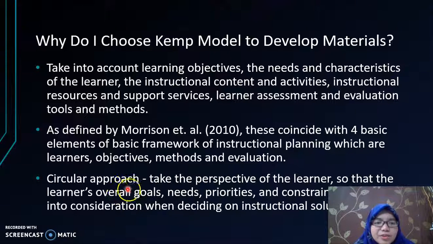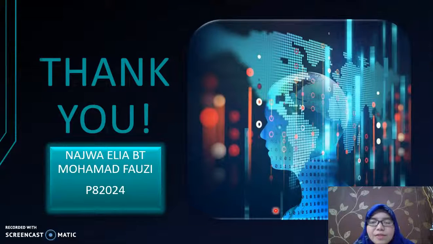Okay, and the circular approach also takes the perspective of the learners, so the learners' overall goals, needs, priorities, and constraints are taken into consideration when deciding on instructional solutions. That is why I think I will choose the CAM model to develop materials. Okay, I think that is all for me. Thank you for listening.